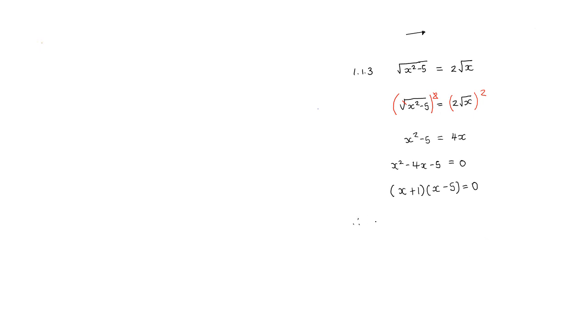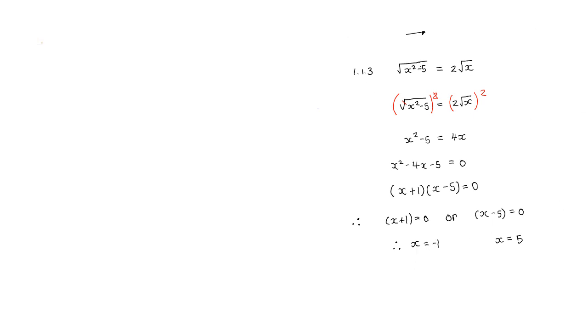Okay, cool. That's fine. So then, therefore, x plus 1 is equal to 0, or x minus 5 must equal 0. So we're going to have that, therefore, x is equal to negative 1, or x is equal to positive 5. Okay, so that's our two solutions. Before I underline them, let's just check them.